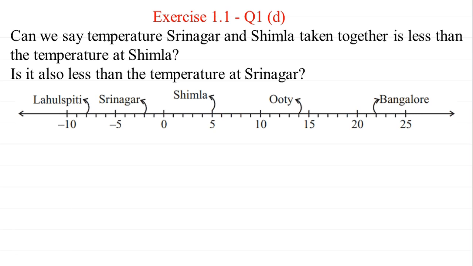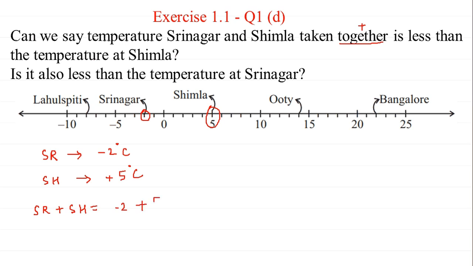of Srinagar and Shimla taken together, together means plus, is less than the temperature at Shimla? Let's see. Firstly, we'll find the temperature of Srinagar, then the temperature of Shimla. The temperature of Srinagar is minus 2 degrees Celsius, and the temperature of Shimla is plus 5 degrees Celsius. Now we'll find the temperature together, which is Srinagar plus Shimla. The temperature would be minus 2 plus 5.